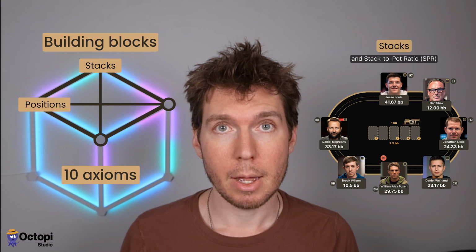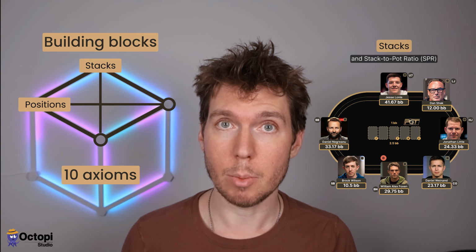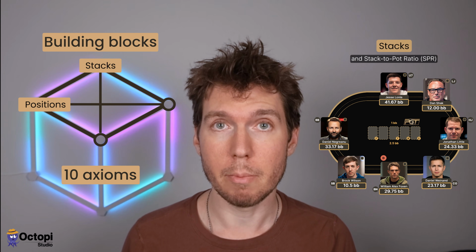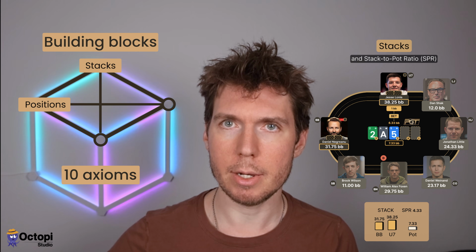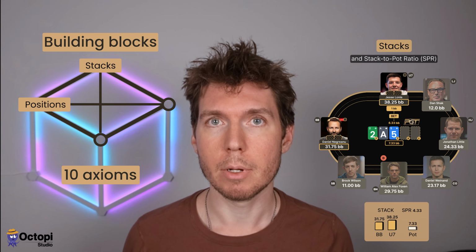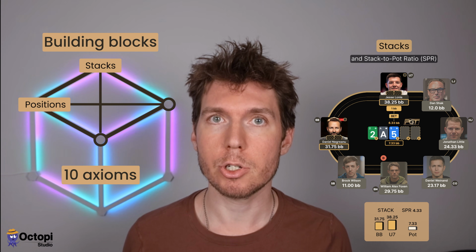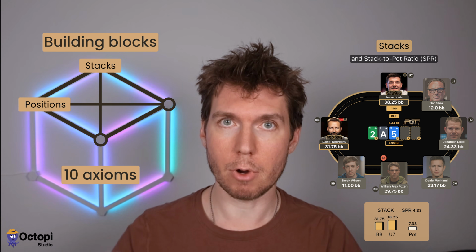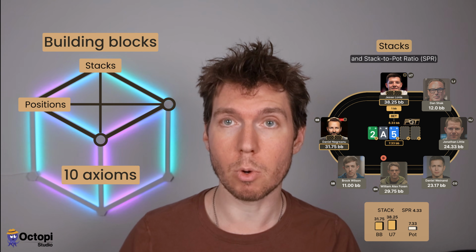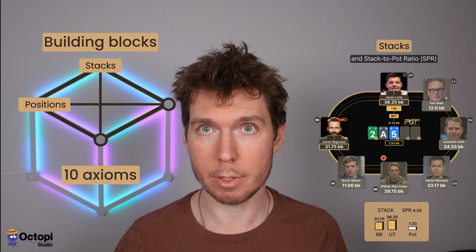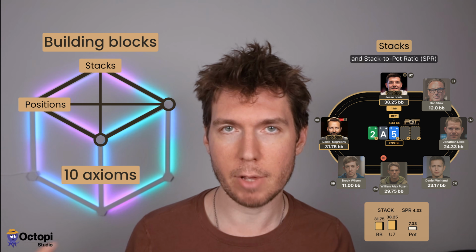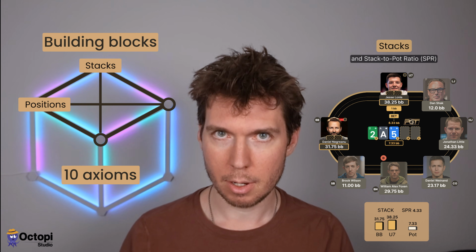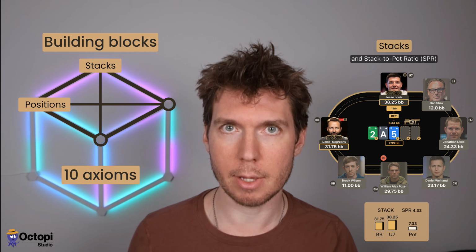The second is your stack size. And you can measure your stack size in big blinds. And you can also measure your stack size relative to the pot size. That's more of a post-flop idea. But what it allows you to do is understand how much your hand, and in a broader sense, your range, is worth relative to that of your opponents. And this is where we start to get into some more advanced ideas of thresholds and inflection points in strategy. But we're going to keep things more basic. We can get into that later.